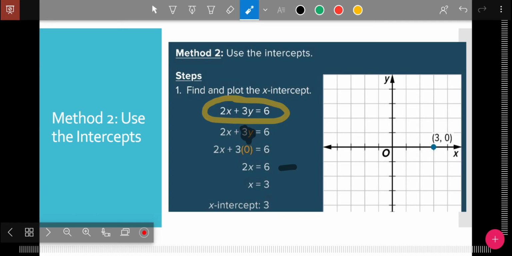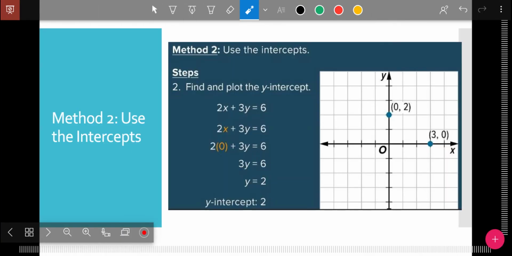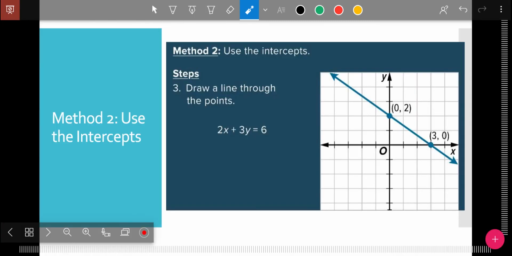The x-intercept is 3. Do the same kind of thing for the y-intercept. Just cover up your x. If you cover up your x, you just have 3y equals 6. Divide both sides by 3. You get y equals 2. You can graph that intercept now. And then you just connect the dots.